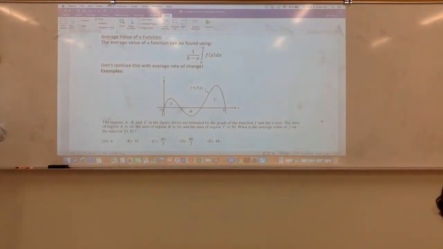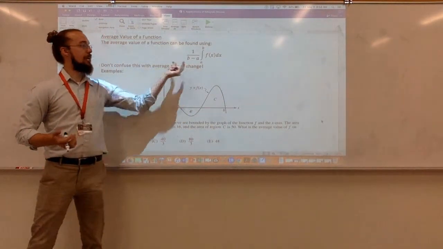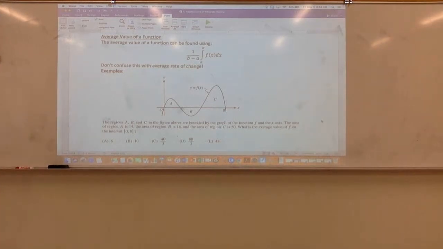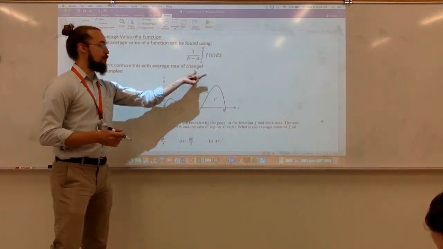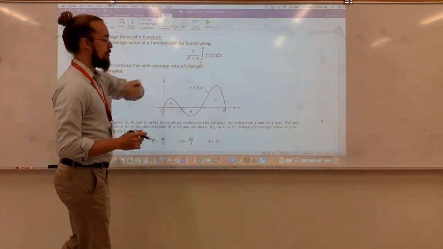All right, next idea, average value. The average value of a function is just the integral of the function times 1 over the difference between your bounds, 1 over b minus a. So make sure that you don't confuse this with average rate of change. Average rate of change is the slope between 2 points. Average value we get using this integral.